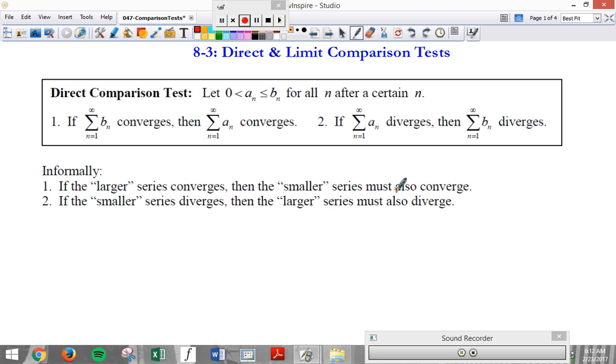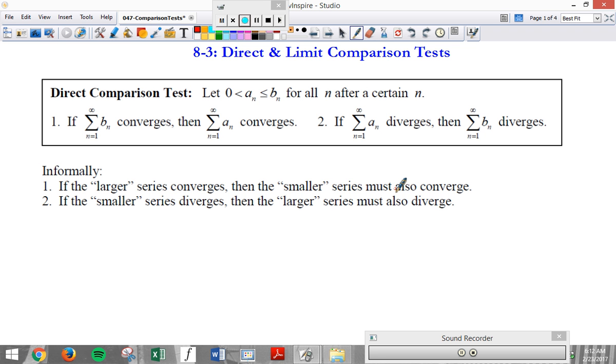So one of the hardest parts about using this test is you have to have an idea of whether the series you're starting with converges or diverges. You have to have an idea of whether you want to go over it or below it. One of those two things should be easier.